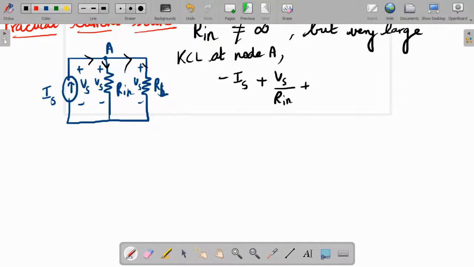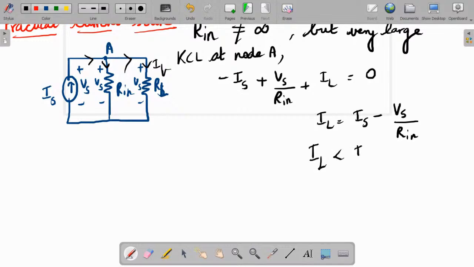here I am assuming the load current to be IL. IL equal to 0. So what is IL? Load current is equal to IS minus Vs by Rn. So in a practical current source, my load current will always be less than the source current due to this internal resistance. Okay, is it clear?